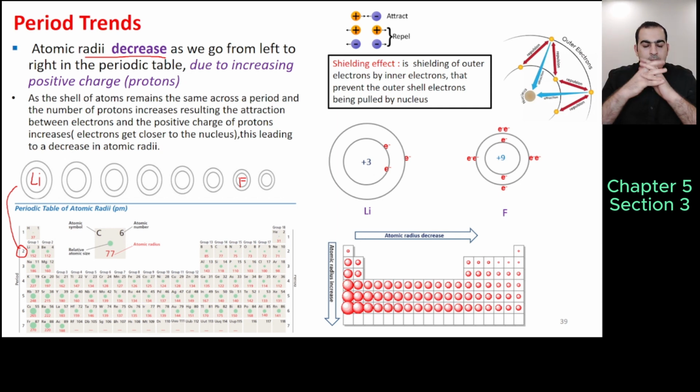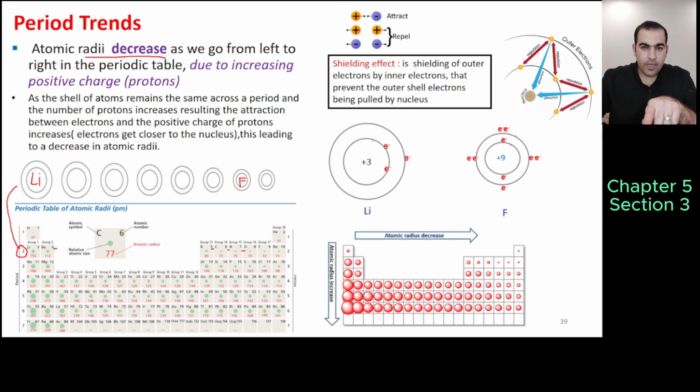Okay, we all know size decreases, but why? Because of increasing positive charge. Why? When we say positive charge, we mean the number of protons. We know that from left to right, atomic number increases, right? For example, the atomic number of lithium is 3, beryllium is 4, boron is 5, carbon is 6, nitrogen is 7. Look, atomic number increase means number of protons increase. When the number of protons increases across a period and the shell number stays the same, look, shell number stays the same.